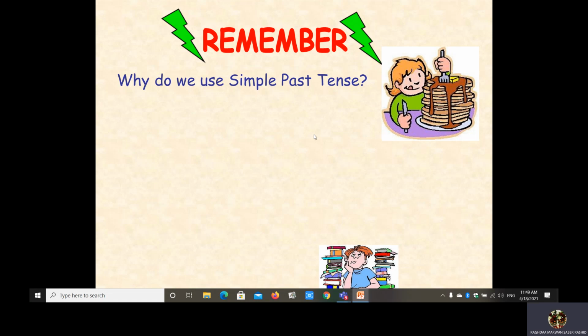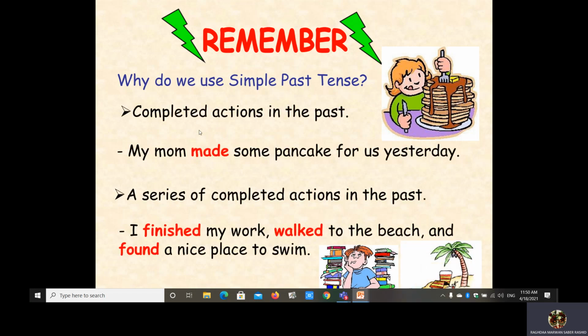Okay. Now remember, why do we use simple past tense? This is just for you to think. I'm giving you 1 minute to think. Why do we use simple past tense? For what? To talk about what? For completed actions in the past. For example, my mom made some pancakes for us yesterday. Another usage, a series of completed actions in the past, means a group of actions.